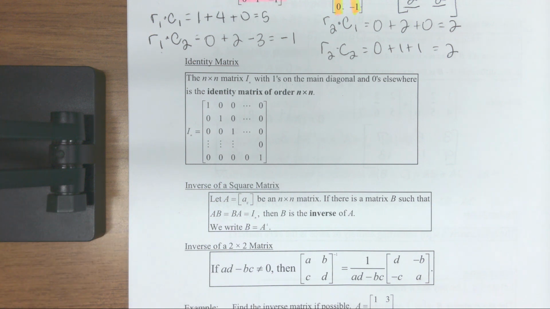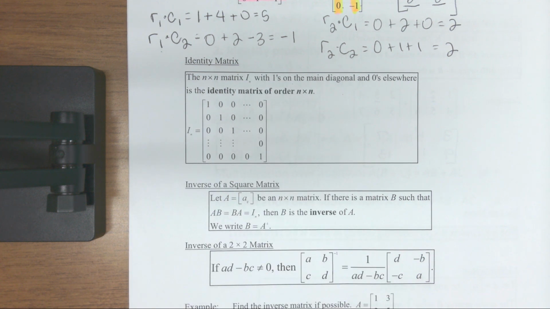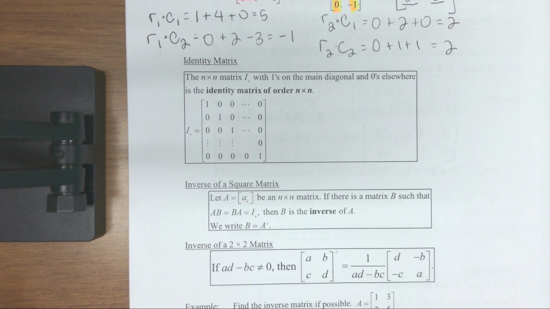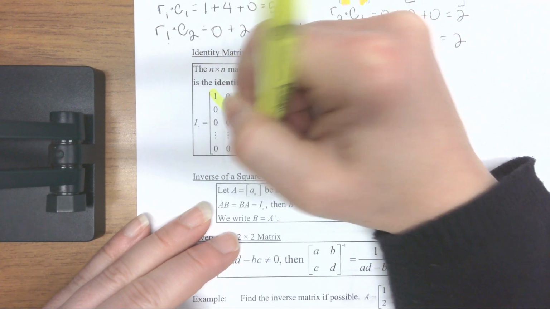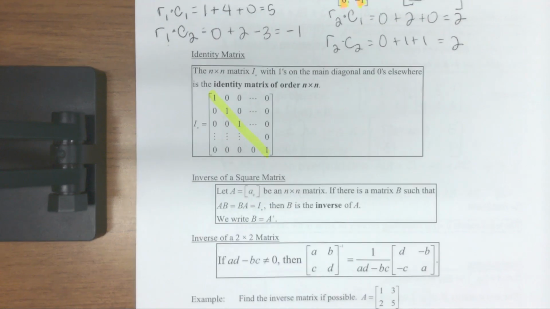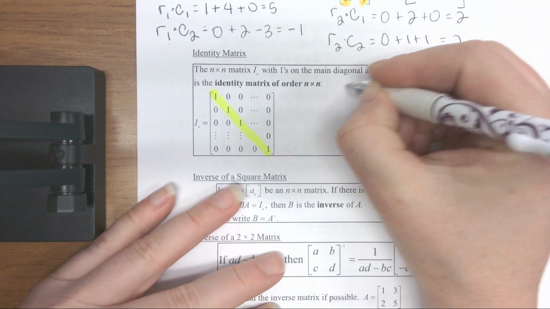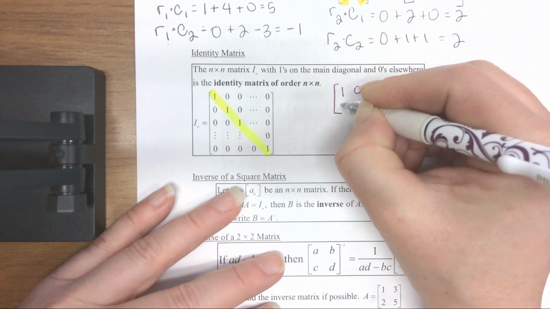The identity matrix looks like this. So what do you notice about it? A lot of what? Zeros. And we see ones, but where are the ones located? On that diagonal line. Okay? So just for example, let's start with a 2 by 2. The identity of a 2 by 2 would be 1, 0, 0, 1.